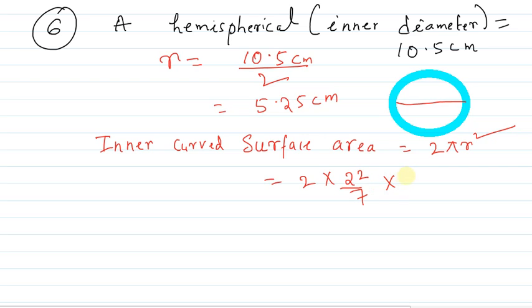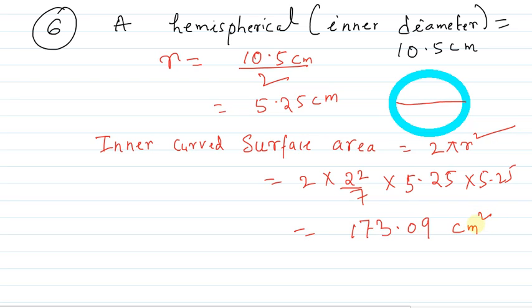What is the value for pi? What is the value for r? So 5.25 into 5.25, that means if you do the calculation, I have done it on the calculator, it is coming 173.09 centimeter square.